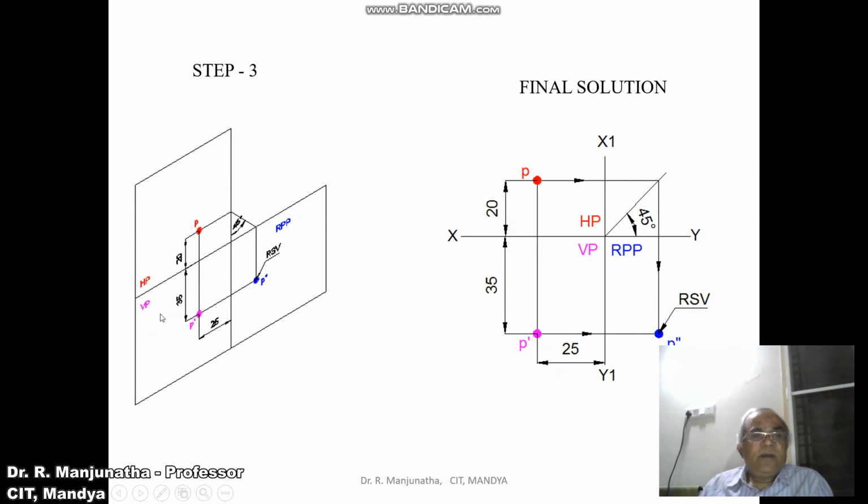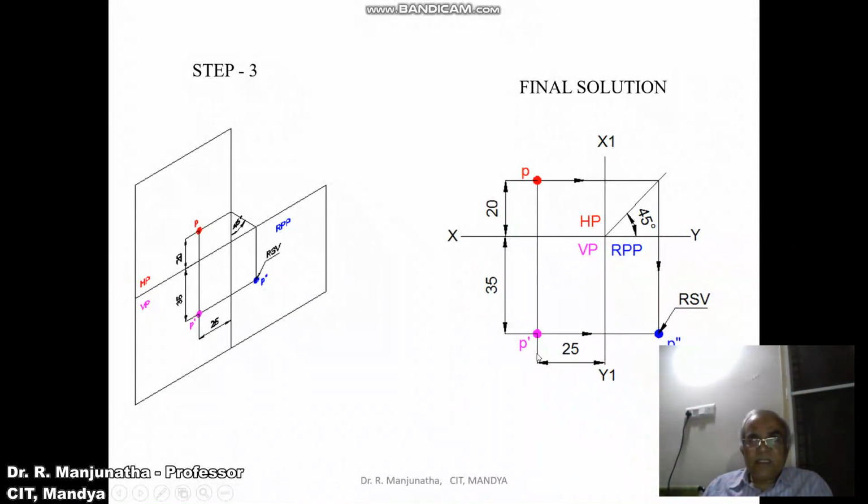The right profile plane is always adjacent to VP. Since VP is below the XY line here, you mark RPP also below the XY line, but RPP should be adjacent to VP. Now the first distance, behind RPP, which is 25 mm, can be seen in both HP and VP. So from the X1 Y1 line you measure the distance of 25 mm, and in the horizontal plane also you measure the 25 mm distance, and then draw a vertical projector with a thin line.